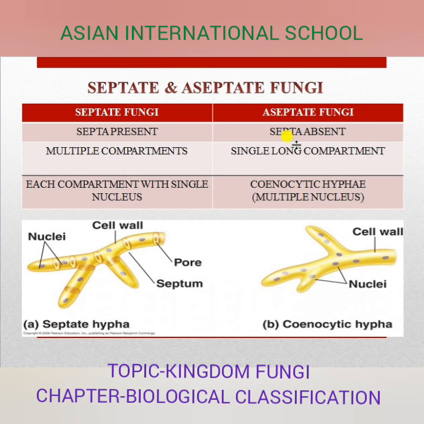But in case of aseptate fungi, the entire hyphae is considered as one compartment. So for that reason, it contains multiple nuclei. That's why they are multinucleate, or they can also be called cenocytic hyphae. Cenocytic hyphae means containing multiple nuclei throughout the entire length of the hyphae. Okay, going to the next slide.